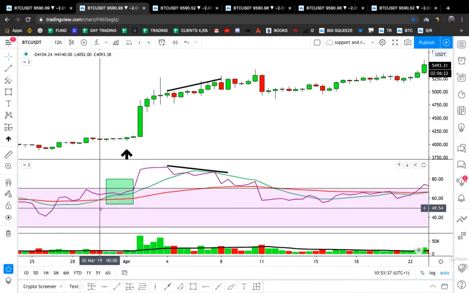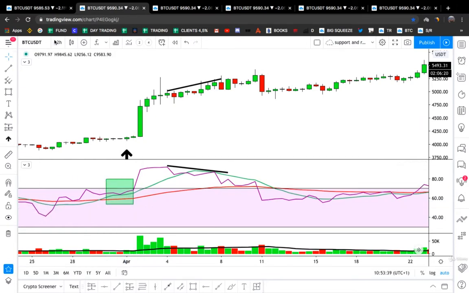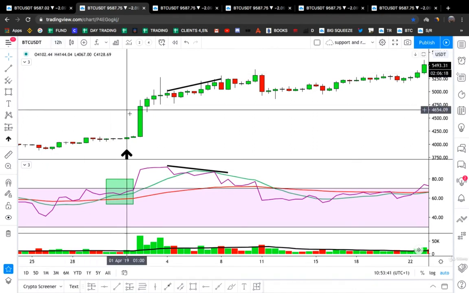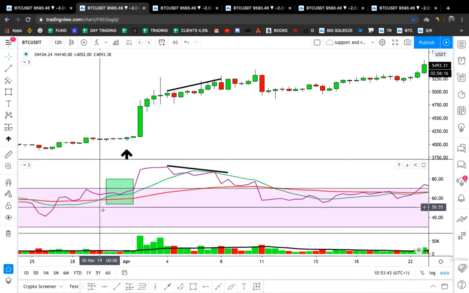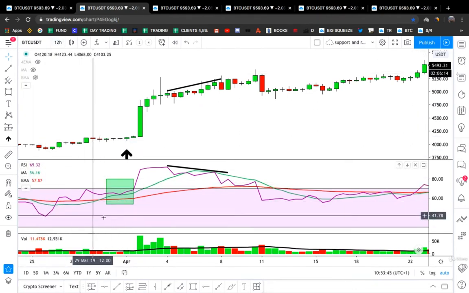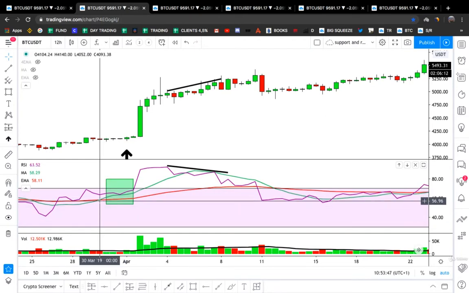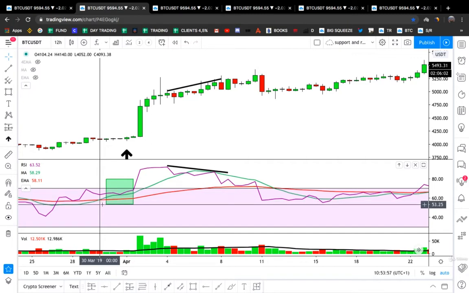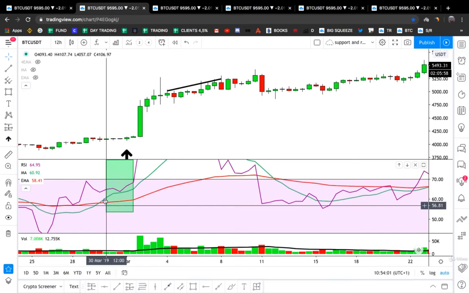So now what's going on here? This is a Bitcoin USDT 12-hour chart. The cross happened right here. Let's look again. So the cross happened right here, you see. I mean the green crossed above the red. Do you enter here? No. With this strategy, no. With the previous you can. With this, no. You are waiting for interaction of the RSI with one of the moving averages.